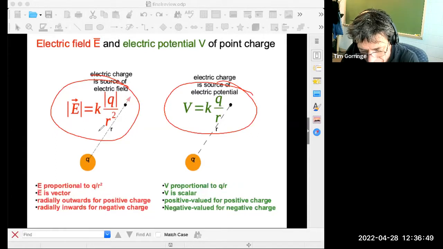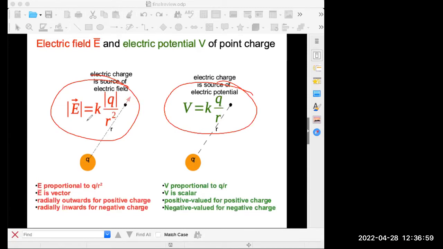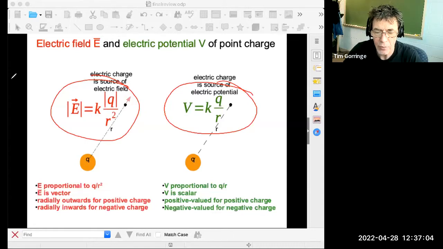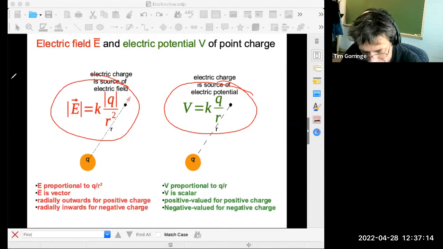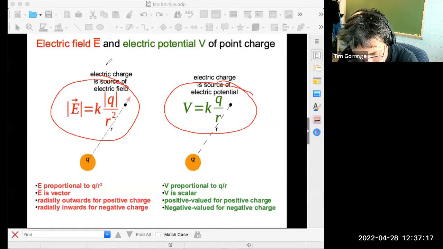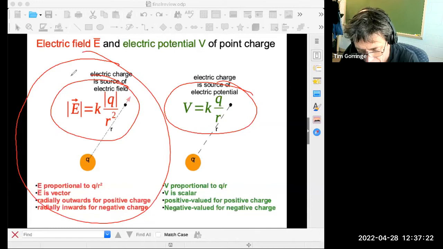The field is a vector. So that field has a size. This is the size of the field. It also has a direction. And that direction is radially outwards if you've got a positive point charge, and it's radially inwards towards the charge if you've got a negative charge. So that's the electrical field of a single point charge. What about the electrical potential?